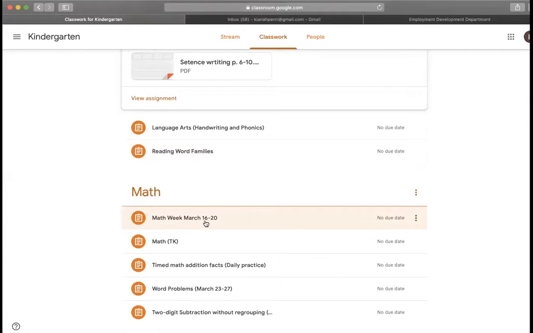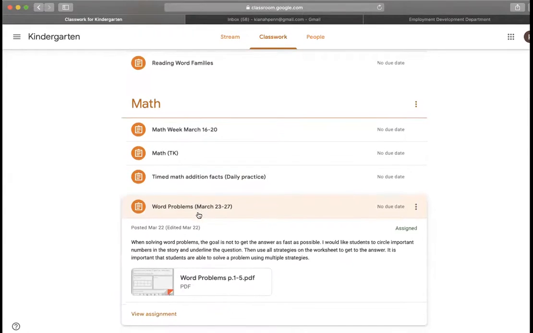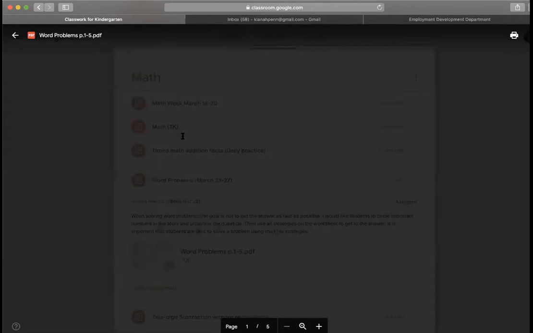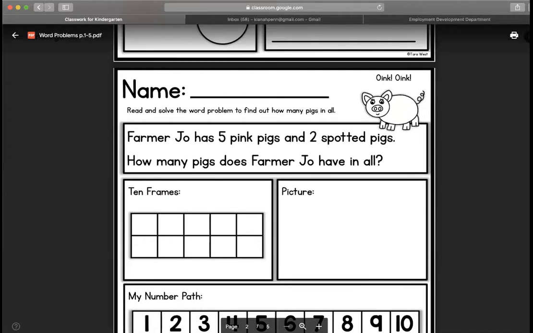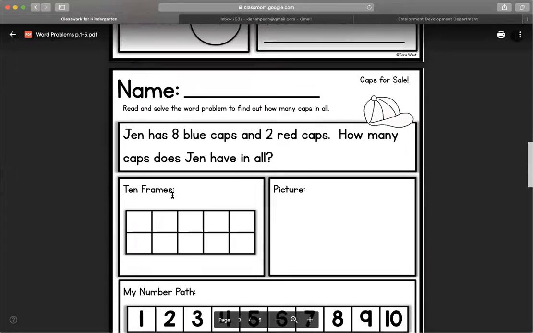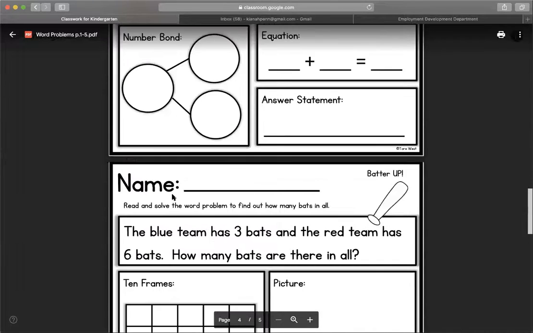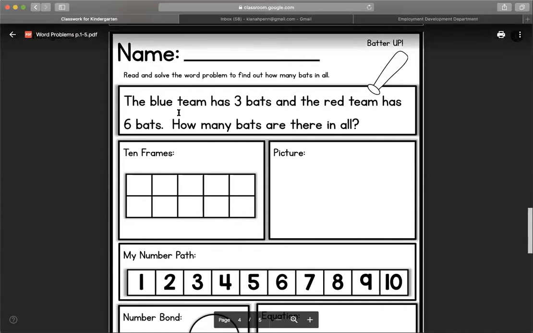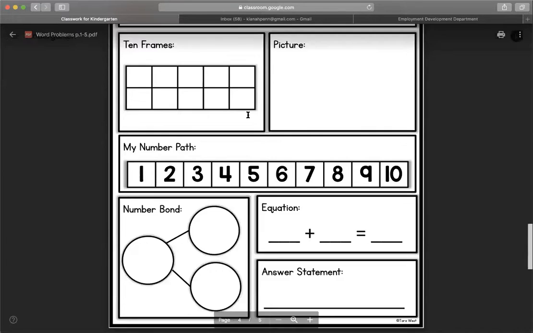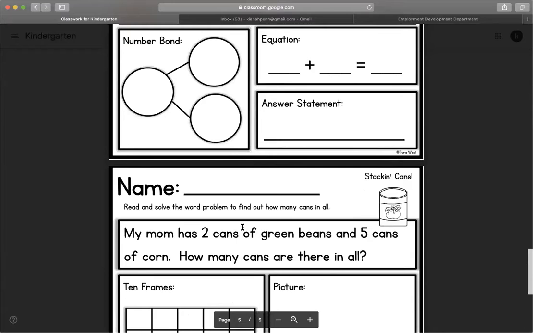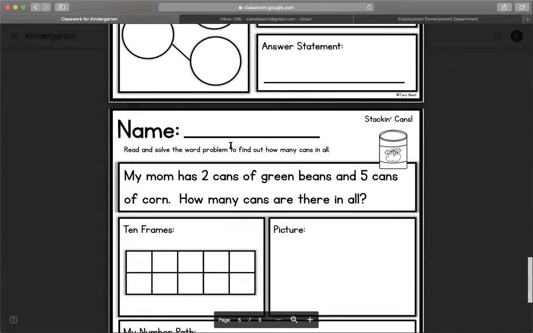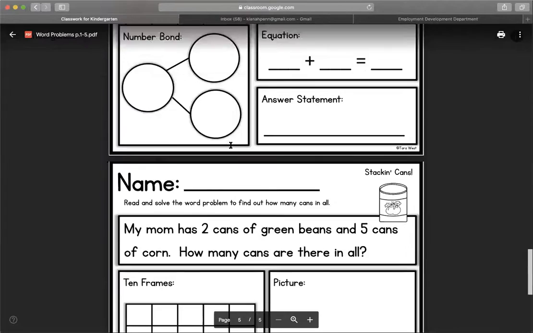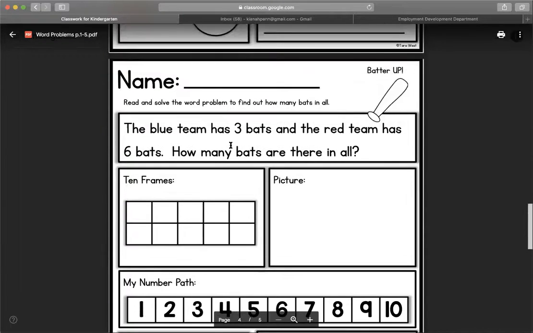Also for math, we're going to finish off the word problems we started today. So it's going to be pages 4 and 5. The one with the team, and then mom has 2 cans. So these 2 pages, page 4 and 5, if you want to print those out.